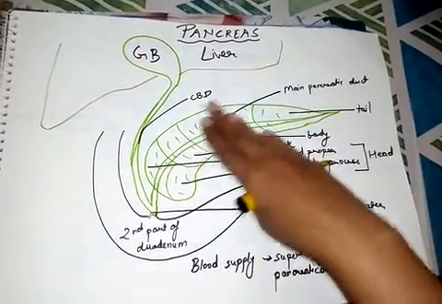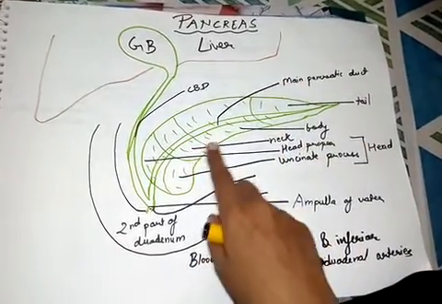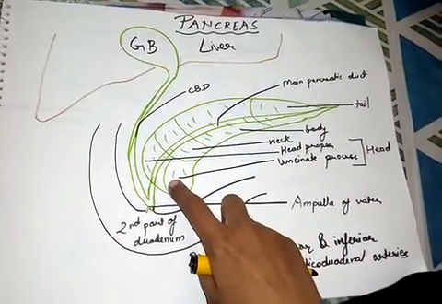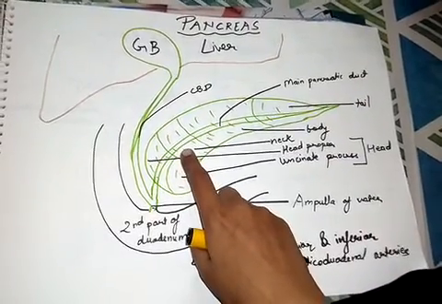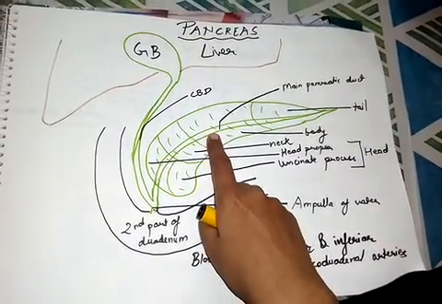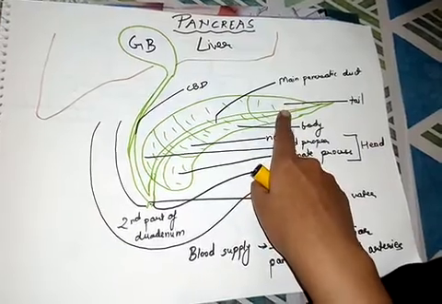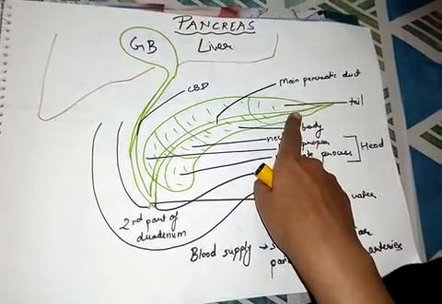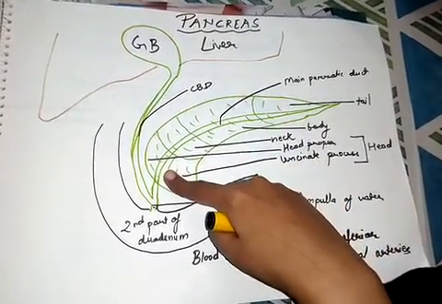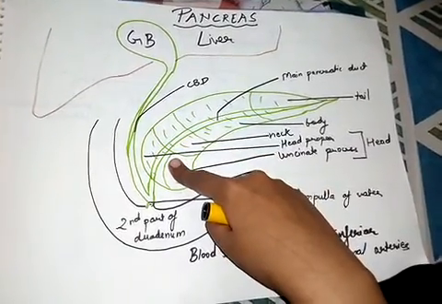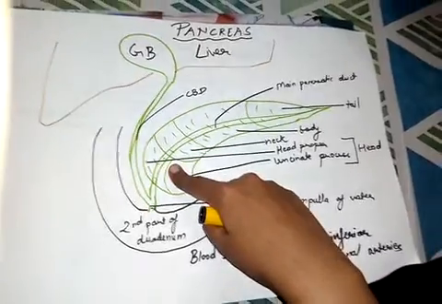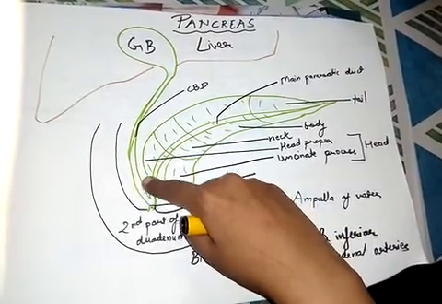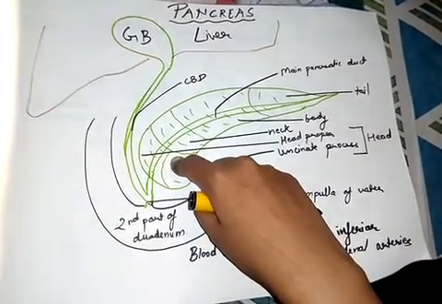Pancreas has four parts to be specific. First part is the head, which is further divided into head proper and uncinate process. Second part is the neck, third part is body, and fourth part is tail of pancreas. There is a main pancreatic duct to secrete all the exocrine secretions of pancreas, which is also known as duct of Wirsung, and there is another accessory pancreatic duct which is known as duct of Santorini.